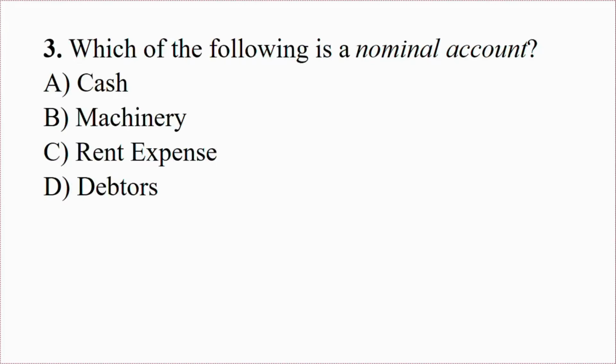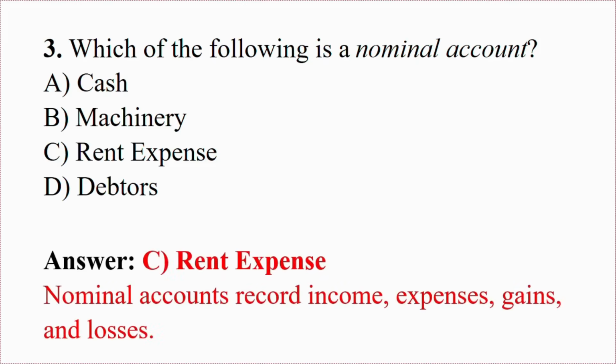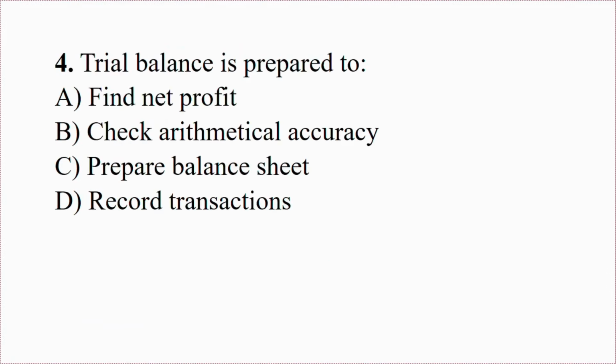The next question is: which of the following is a nominal account? Option A, cash. Option B, machinery. Option C, rent expense. Option D, debtors. So the correct answer is rent expense.